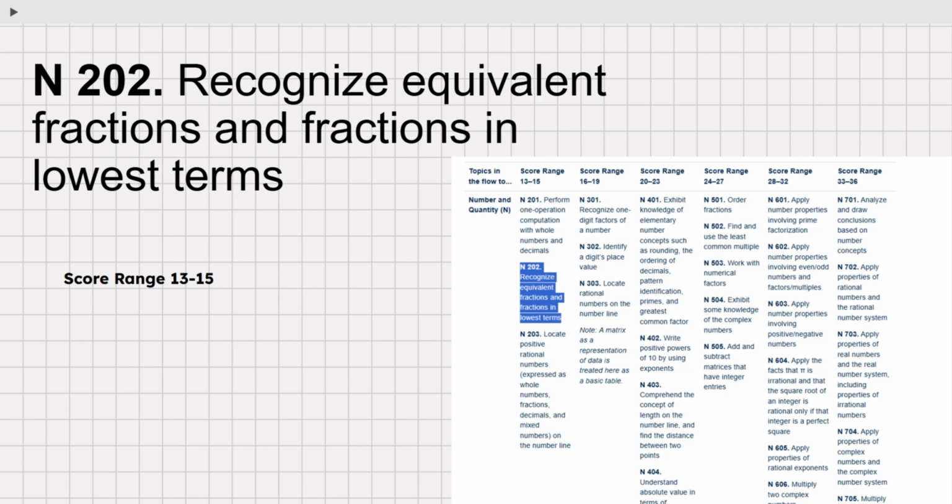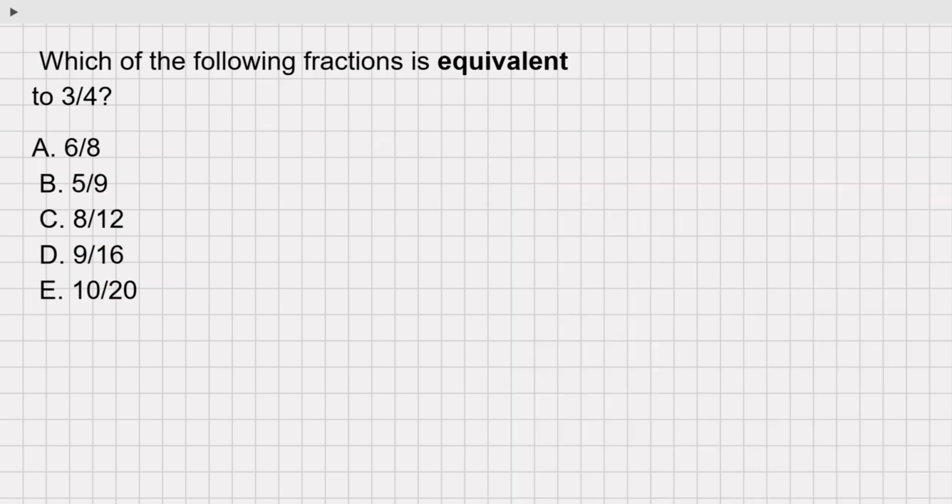The standard from the Math ACT we're looking at is N202, recognize equivalent fractions and fractions in lowest terms. And if you understand this, you can at least get a 13 to a 15 on the ACT in math. So let's look at our first problem. This should be easy. I really hope it is, because the average ACT math score is a little bit over 19. So which of the following fractions is equivalent to 3/4?